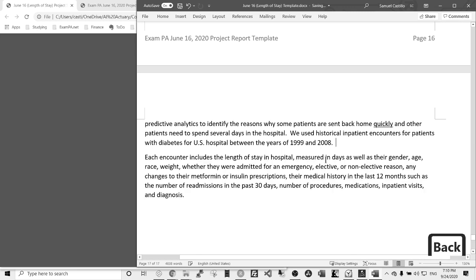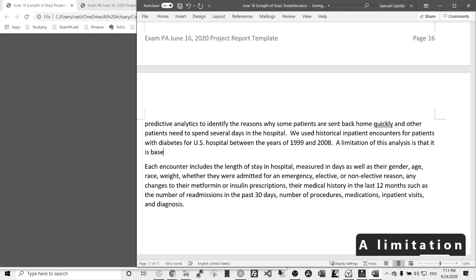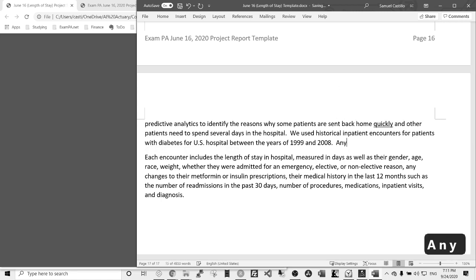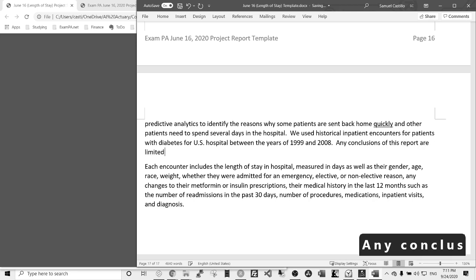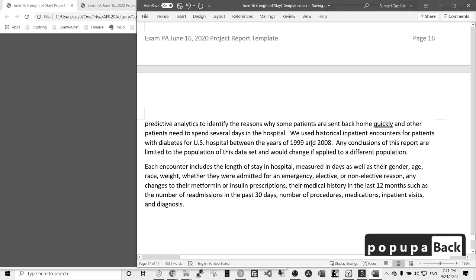You can also include a limitation here, because a limitation of this analysis is that it is based only on patients who had diabetes. Well, another way to say this is just any conclusions of this report are limited to the population of this data set and would change if applied to a different population. And then you can go right into the results.